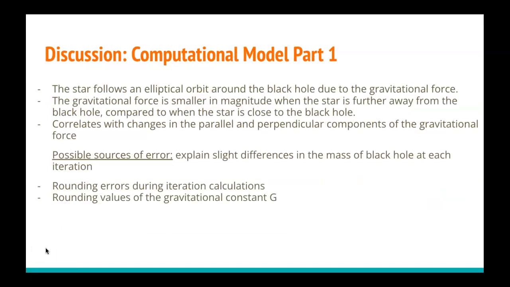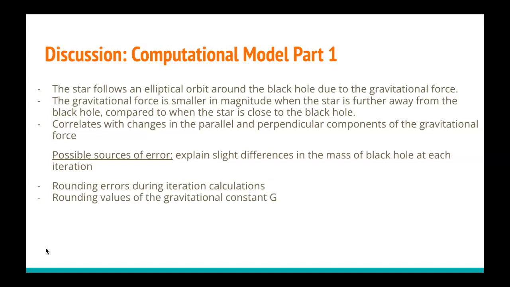Let's discuss the results from the computational model part 1. The star follows an elliptical orbit around the black hole due to the gravitational force. The gravitational force is smaller in magnitude when the star is further away from the black hole compared to when the star is close to the black hole. This correlates to the changes in the parallel and perpendicular components of the gravitational force.